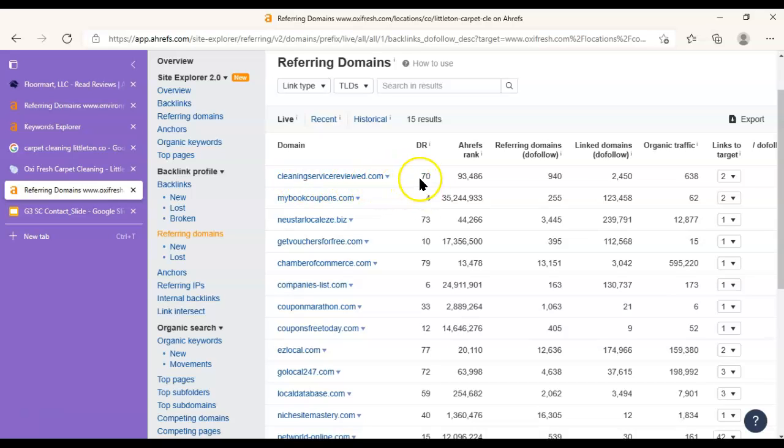So here's a good example of a good backlink to go and get. Basically what they probably did is they went to cleaningservicereviewed.com and said, hey, I've got a cleaning service, will you please review it? And then they got this backlink out of it. And the DR score is that same domain rating, the trustworthiness of their whole site. And it's a 70, which is really good. This one is not as good. It's a 4, so it's got a very low score. So that's not really helping as much. And it's also not quite as relevant. My book coupons doesn't make a whole lot of sense when it comes to a cleaning service. So you want to go after ones that are relevant as well as highly credible.